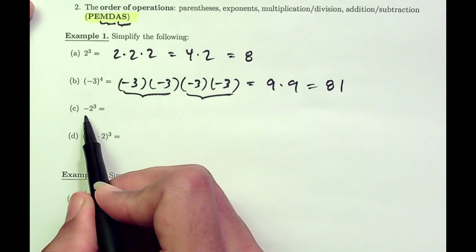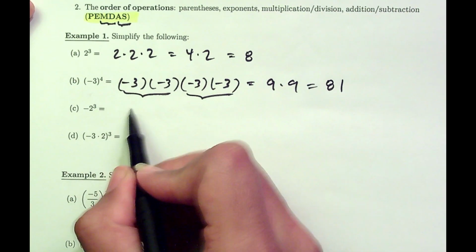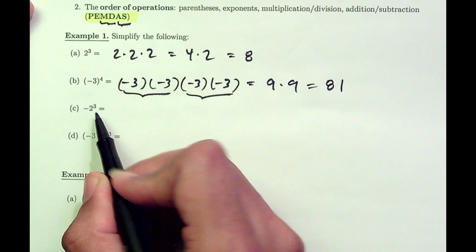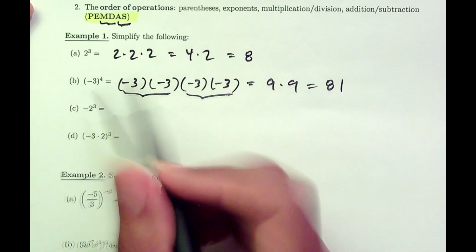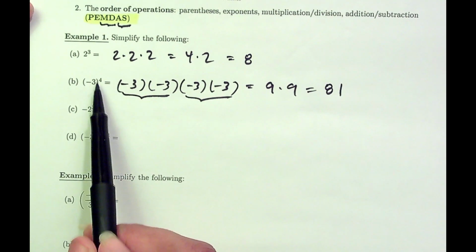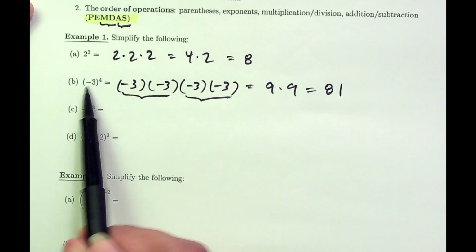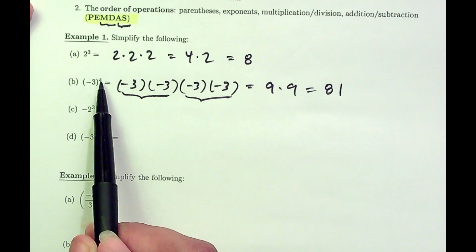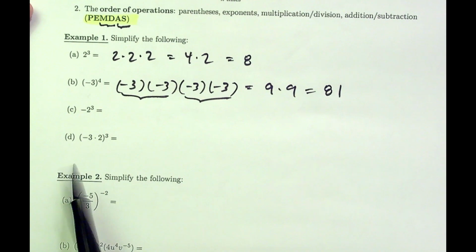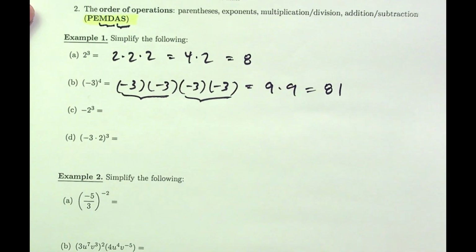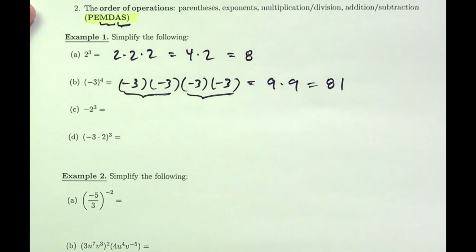Now, this one says negative 2 to the third. Note that this is very different from this. When you have the negative inside the parentheses and then the exponent outside, that tells you that the negative 3 repeats itself 4 times. So you have to repeat the negative 4 times as well.